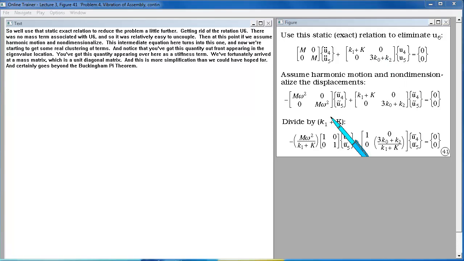Then at this point, if we assume harmonic motion and non-dimensionalize, this intermediate equation here turns into this one, and now we're starting to get some real clustering of terms, and notice you've got this quantity out front appearing in the eigenvalue location. You've got this quantity appearing over here as a stiffness term. We've fortunately arrived at a mass matrix, which is a unit diagonal matrix, and this is more simplification than we could have hoped for, and certainly goes beyond the Buckingham pi theorem.